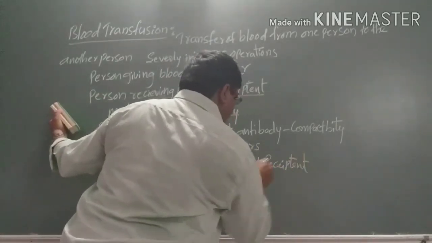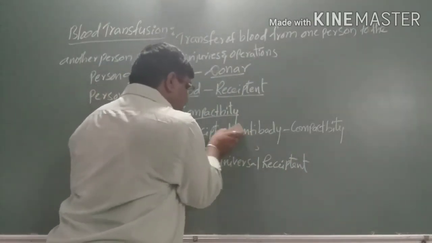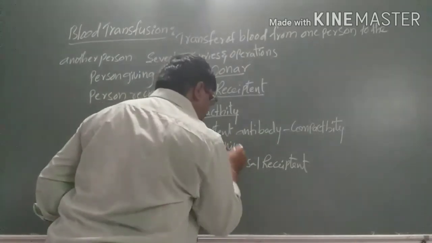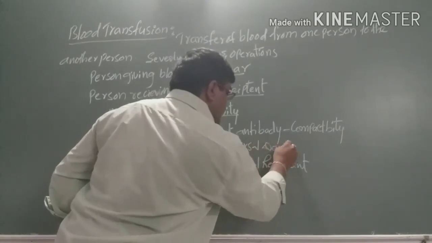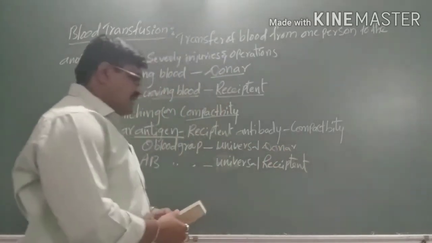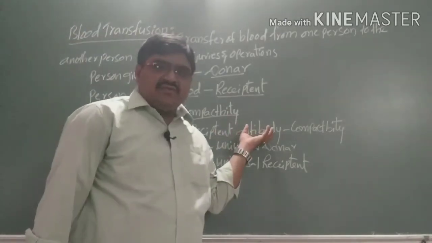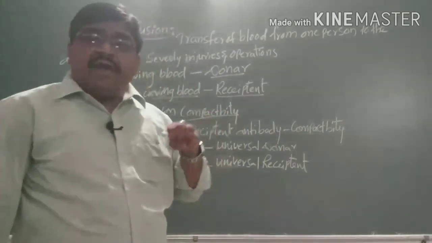We can call them a universal recipient. Here the O blood group we can call a universal donor. In the AB blood group the antibodies are absent. Due to the absence of antibodies, they are able to take any type of blood group.